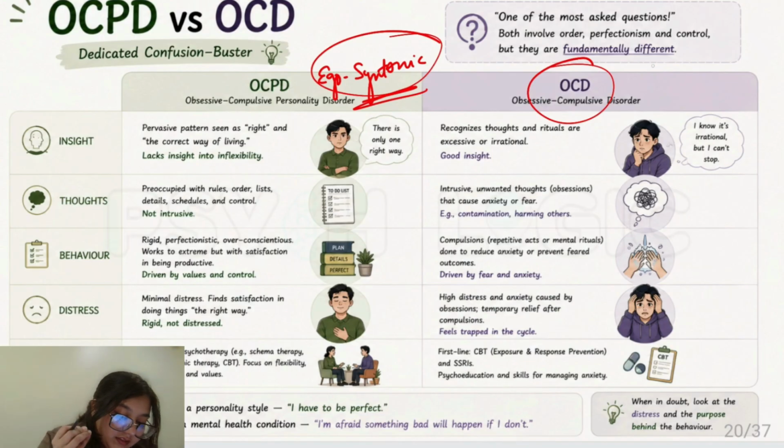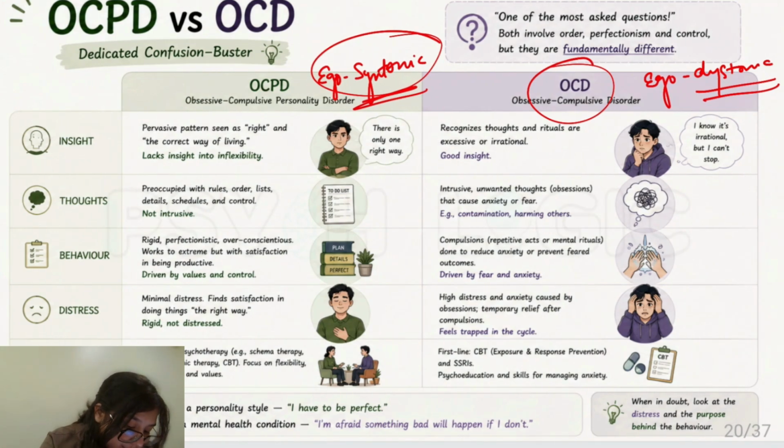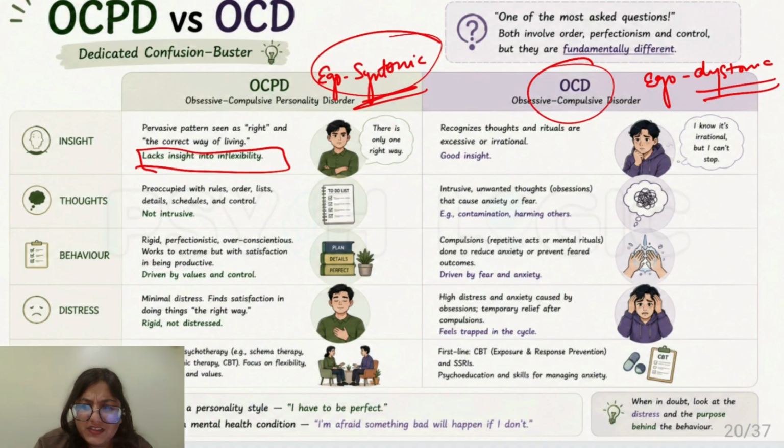Here, that feeling is very distressing to them. So it is ego-dystonic in nature. Okay, very important, this is the easiest way to understand it. Also remember that in OCPD they lack insight, because they are so comfortable with it. In OCD they have good insight because they are distressed by it.